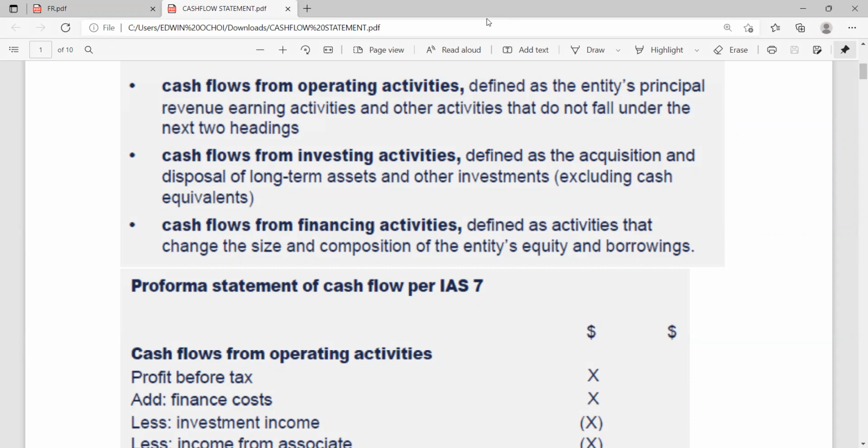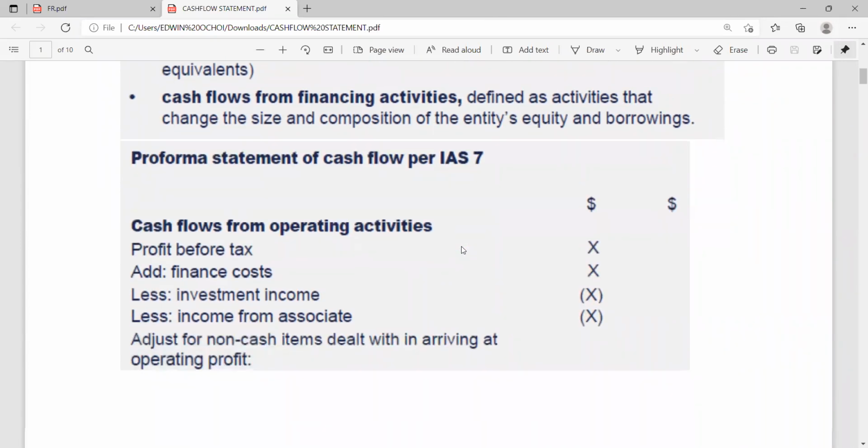Then we have cash flows from financing. To explain for your understanding, I will be checking whether we received funds from borrowings or from the issue of shares. So how was the entity financed? Was it through issue of shares or through borrowings? That is why it is defined as activities that change the size and composition of the entity's equity and borrowings.